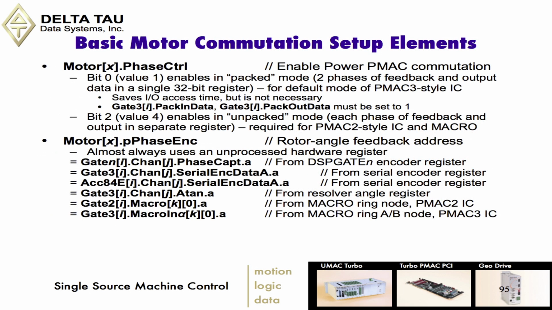So, basic motor commutation setup elements: Motor[x].PhaseCtrl. This enables the commutation routines in PMAC. Bit 0 is set to 1. This enables pack mode. Bit 2, value of 4, is enabled. It enables unpack mode. You can't have them both turned on at the same time. It can only be one or the other.